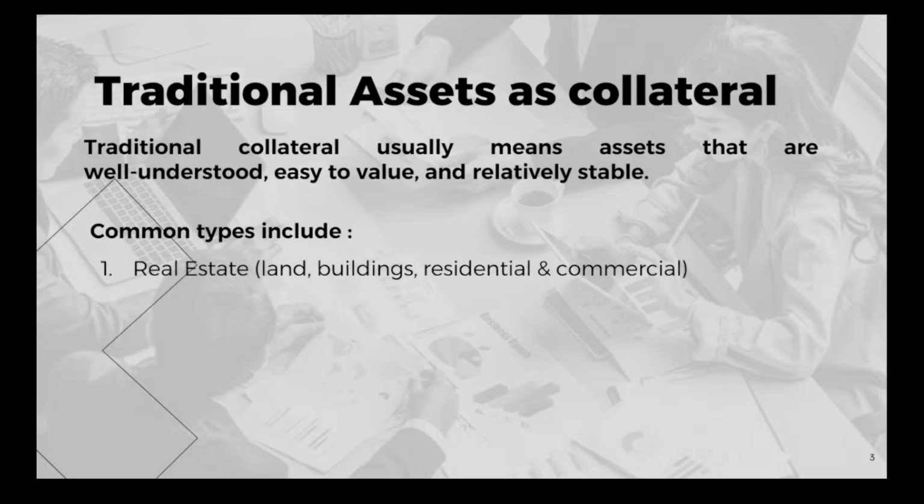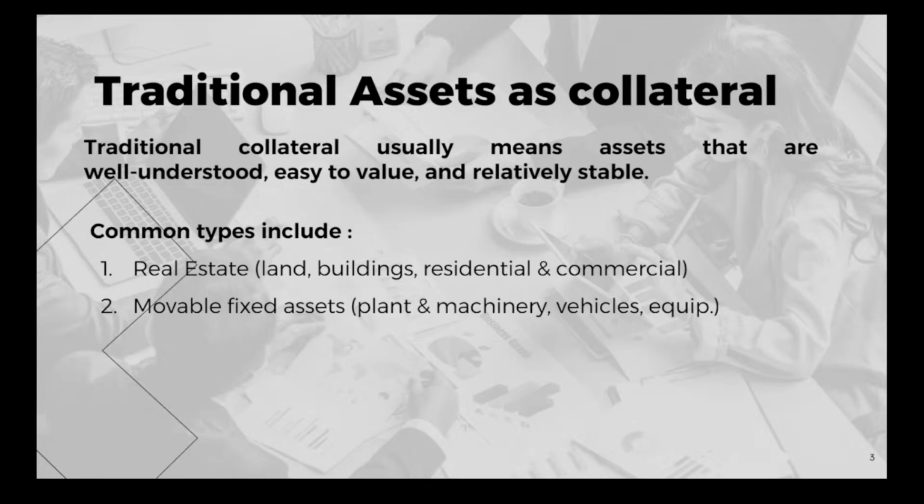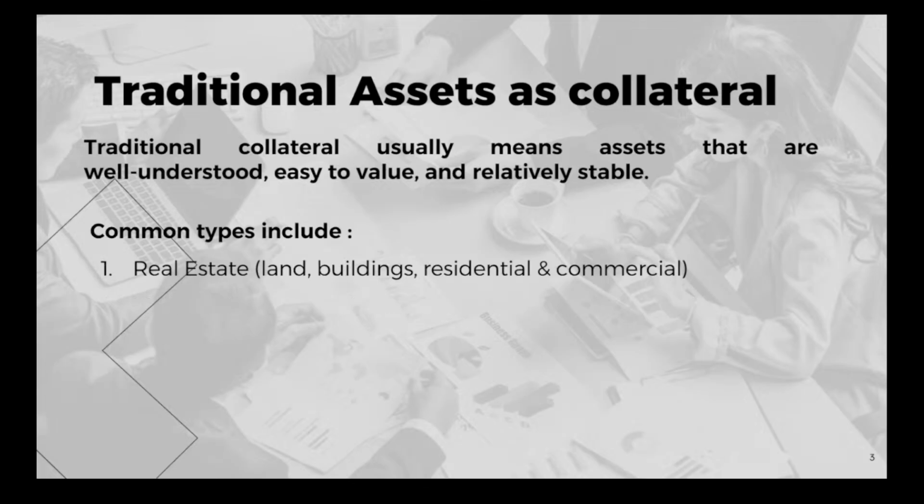What are the common types of assets? First is primarily real estate, which can comprise land, buildings, residential or commercial. Of the total amount of loans given in India, around 55 to 60% of the collateral is real estate. So the majority of the collateral taken in India is real estate. Second is movable fixed assets, which include plant and machinery, vehicles, and equipment. This is around 10 to 15% of the total collateral security.